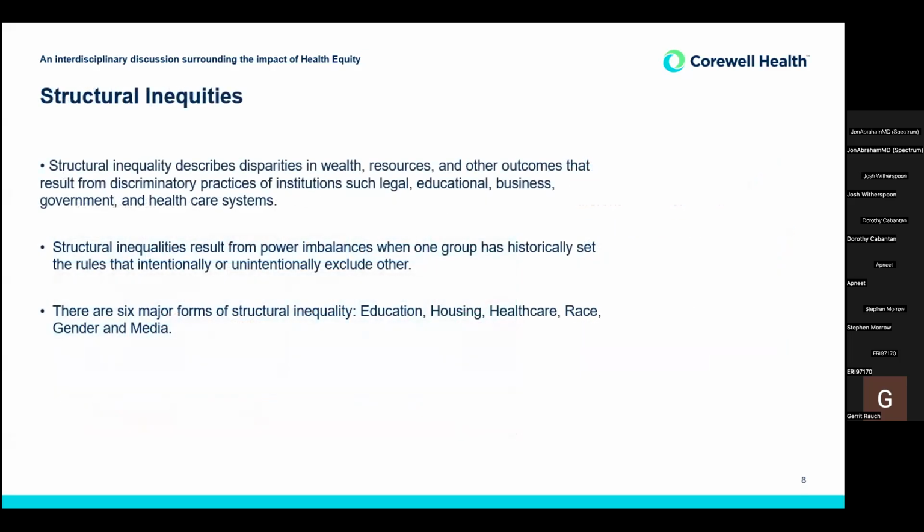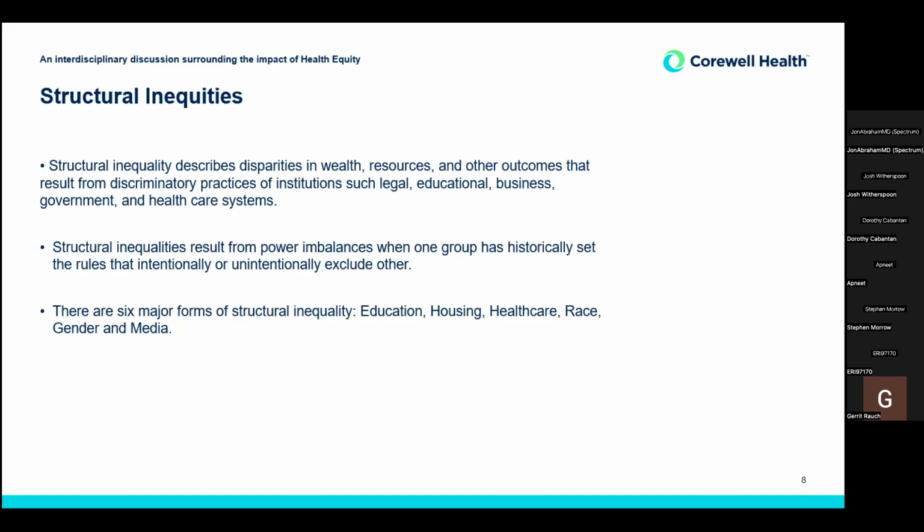So let's focus on structural inequities. This describes disparities in health, in wealth, resources, and other outcomes that result from discriminatory practices such as legal or educational, business, government, or healthcare systems. It's ultimately resulting in a power imbalance when one group has historically made the rules that intentionally or unintentionally exclude others. And we think that there are so many structural inequalities, but there are 6 major forms that the CDC has identified: education, housing and healthcare, race, gender, and media.